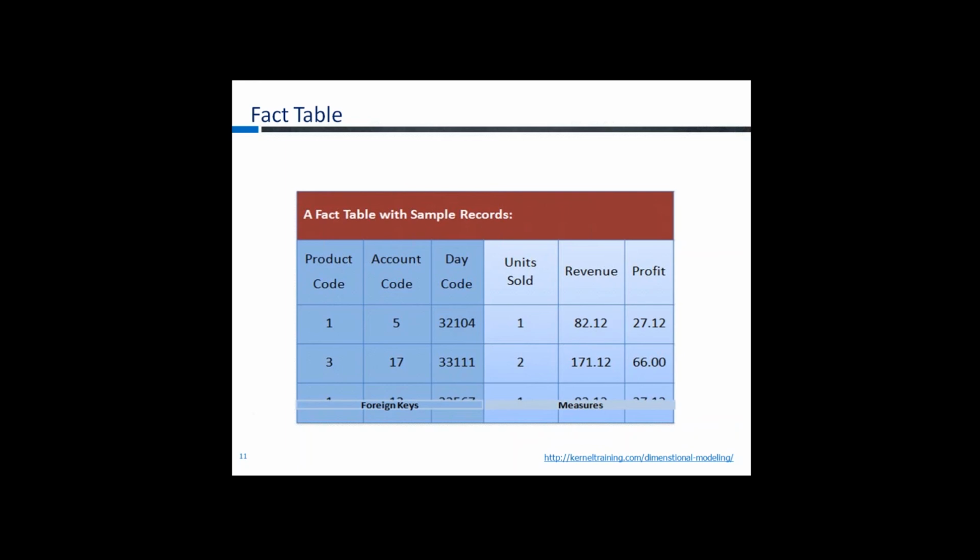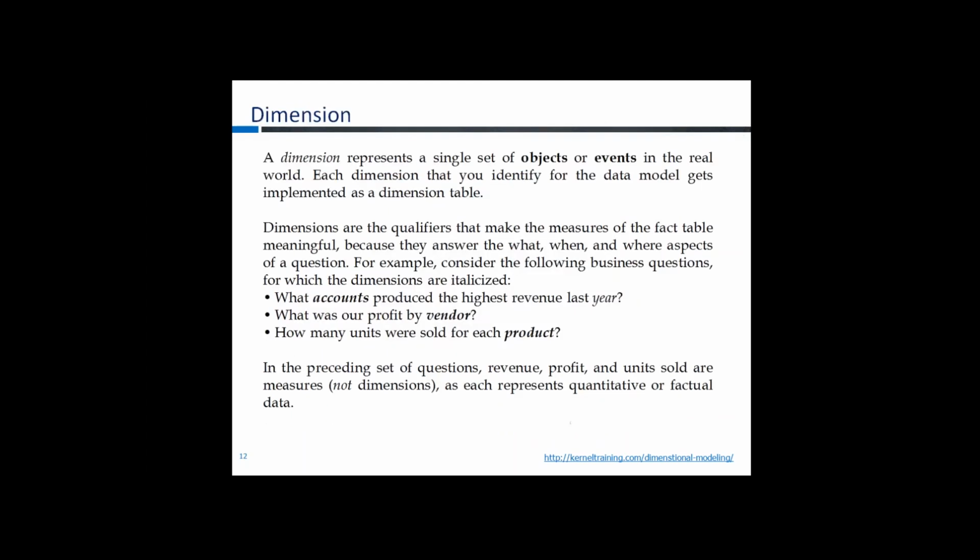Units sold is nothing but quantity, revenue is nothing but amount, profit is nothing but amount. It may be an amount or it may be a percentage. It depends on how the user wants it, or the user wants both. So generally this is the structure of a fact table: two types of columns, foreign key columns and measures, or fact columns. And we have discussed dimensions.